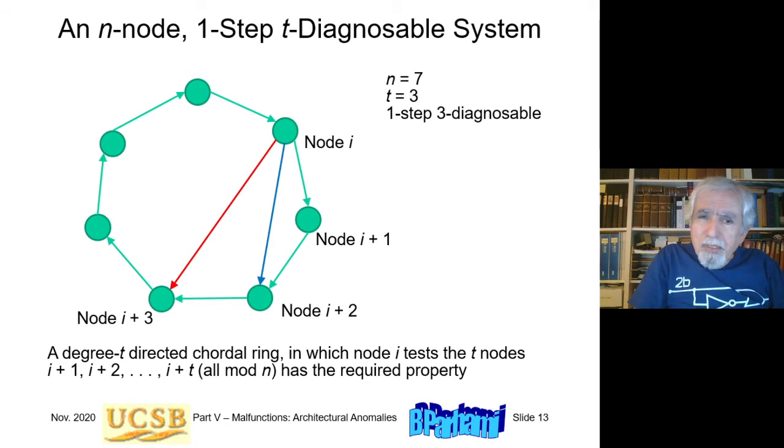It already satisfies the necessary condition. If a system has to be 3 diagnosable, it must have at least 7 nodes. So it satisfies that necessary condition. Node I is connected to node I plus 1, I plus 2, I plus 3. There are 7 nodes, T is equal to 3, and the system is 3 diagnosable.